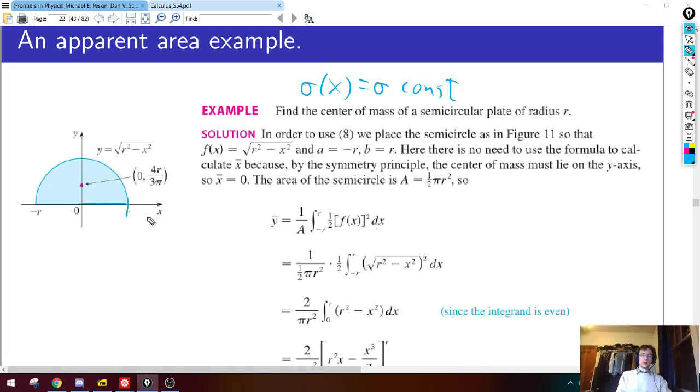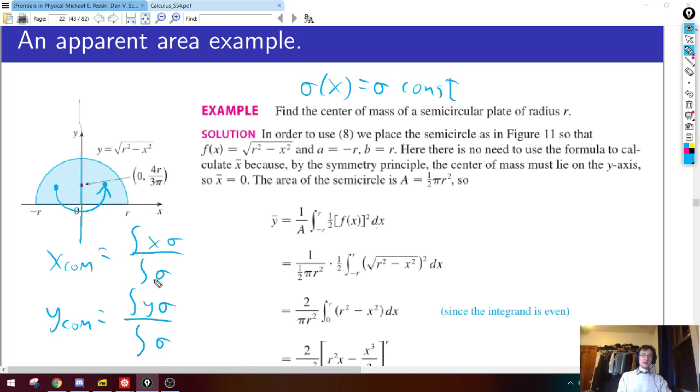Okay, so here's the picture. It's a semicircle of radius r. We want to find the center of mass. Technically speaking, you would need an x center of mass, which is the integral of x sigma over the integral of sigma, and a y center of mass, which is the integral of y sigma over the integral of sigma. But you can see just by looking at the picture that by symmetry, the x position of the center of mass has to lie on the axis x equals 0. There's no way the center of mass could be on one side rather than the other, because the figure is symmetric under this C2 that rotates by 180 degrees about the y-axis.